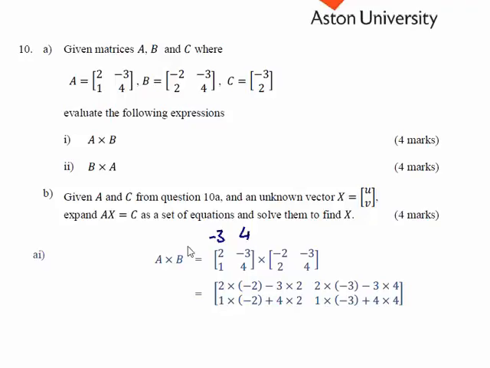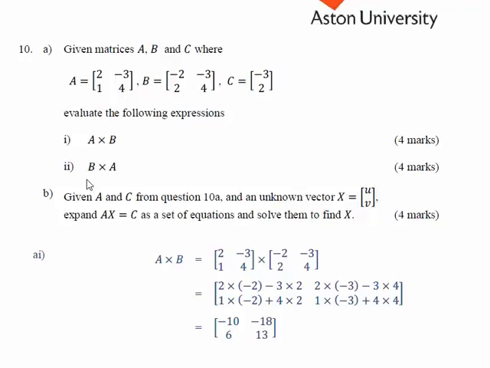And then just as a check, look at this matrix. It goes 2, 1, minus 3, 4, repeating. And this matrix goes minus 2, 2, repeating. And then it's minus 3, 4, repeating. And if you evaluate those, you get the answer.